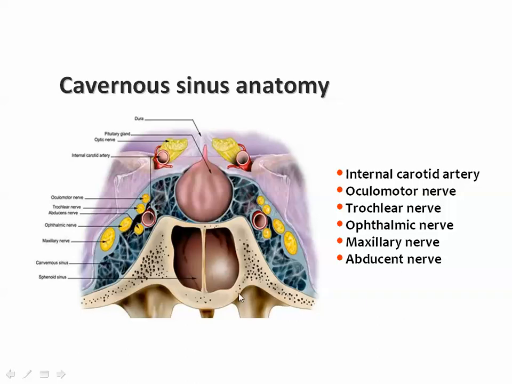And this one, which is intimately related to the internal carotid artery, is the abducent nerve, and these are the two branches of the trigeminal nerve, and this is oculomotor, and this is the trochlear nerve.